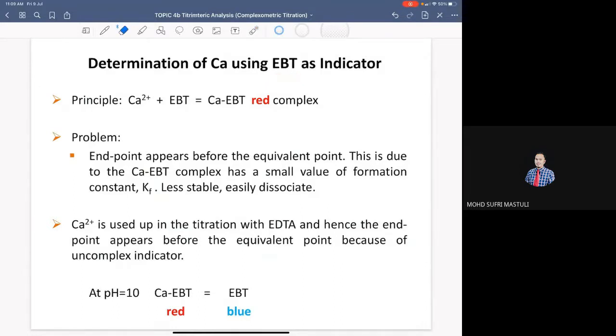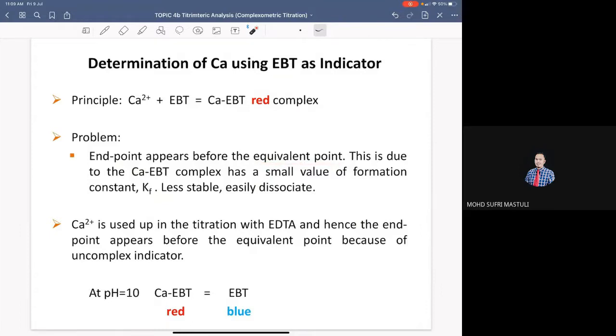In principle, the calcium ion will react with EBT to form calcium EBT, which is a red complex. The problem with this calcium EBT complex is that the end point is reached before the equivalence point. This is the main problem when we determine calcium using EBT as the indicator. The endpoint appears before the equivalence point.